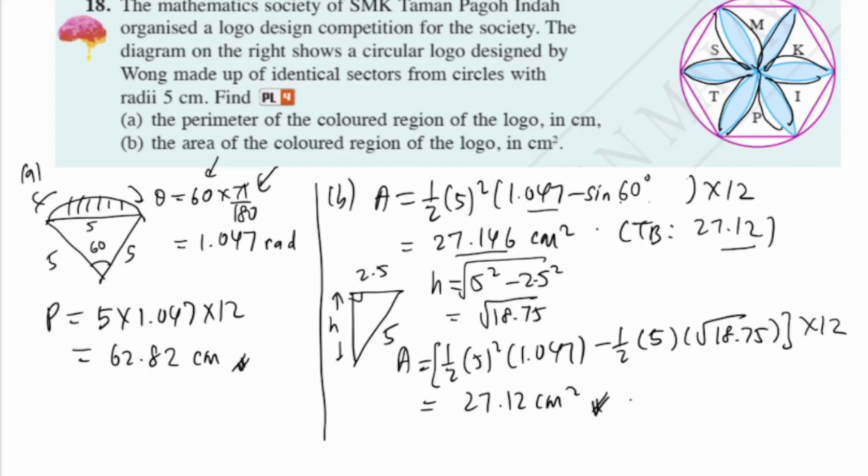Let's use your calculator in degree mode. Type in half r squared, 1.047 minus sine 60, you times 12. Oh, still about the same. If I use 60 times 3.142 over 180 minus sine 60, times 12, I will get 27 point. So it's a bit far as well. All right, it's okay. I'll get this answer actually, the same answer.